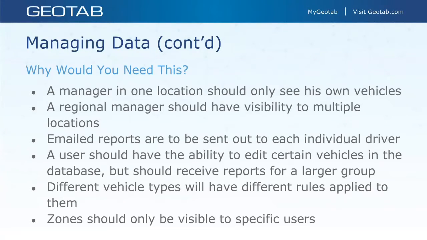You might have it where you want a user to edit certain vehicles in the database, but when your emailed reports go out, they should receive reports for a larger group. You might have different vehicle types that will have different rules applied to them, like different vehicle classes, or if you have different vehicle locations, you want to use different speeding rules. You might have different idling rules for vehicles in a colder climate, or if you only want zones to be visible to specific users. These are just some different examples of things that we're trying to accomplish through the use, ultimately, of groups, and I'm sure there are many more that are not listed here.